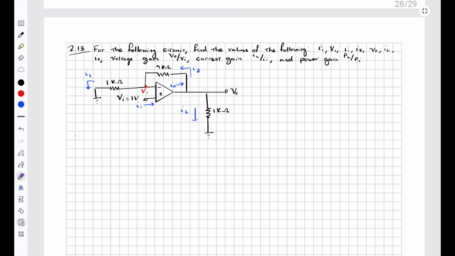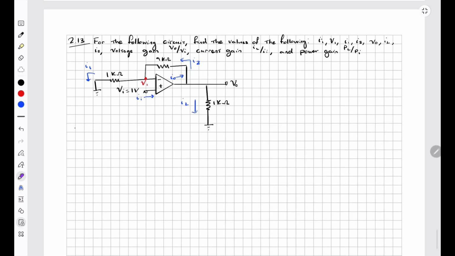So let's start with the simplest one that we can solve here. We know that in an ideal op-amp, no amount of current can enter the ideal op-amp input terminals. So in an ideal op-amp, no current should enter at these two spots. That makes solving this I in very easy. The simple one is I in is equal to 0 amps. So we have solved for I in.